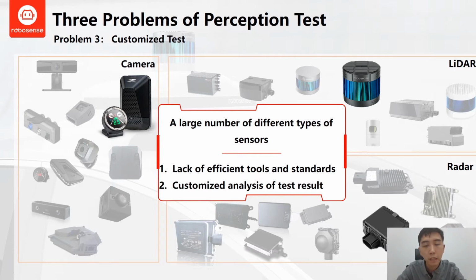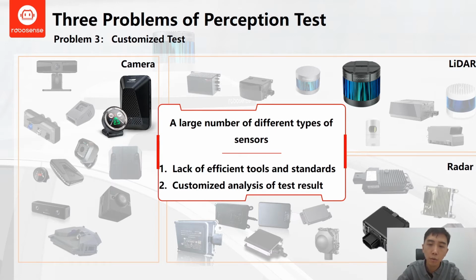So actually, in the application of AD and ADAS, we may use 3 types of sensors: the camera, radar, and the LiDAR. The working mechanism and the data structure are quite different for these 3 sensors. So when we design the test, we need to consider all these differences and the characteristics of these sensors. I will give an example about this.